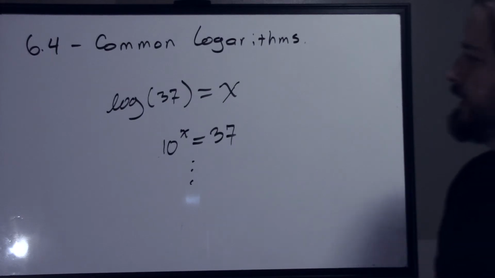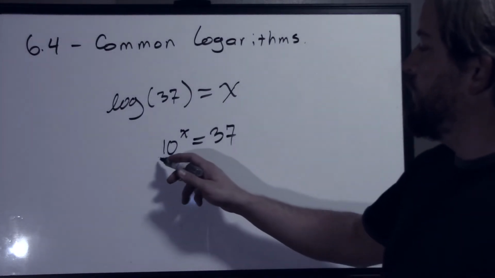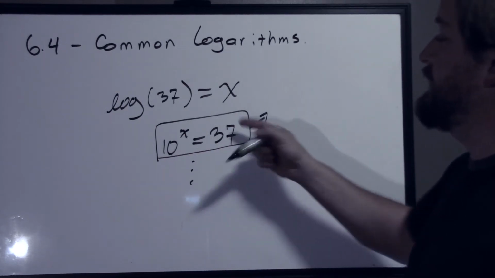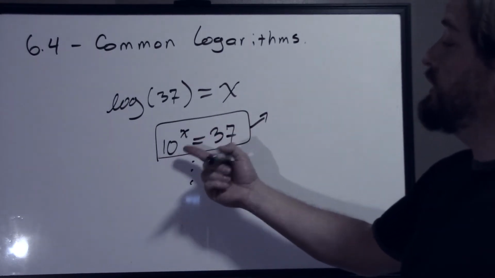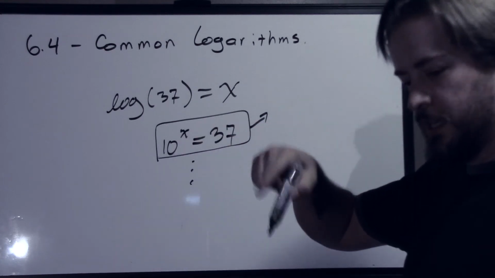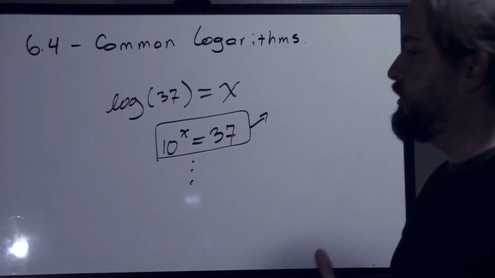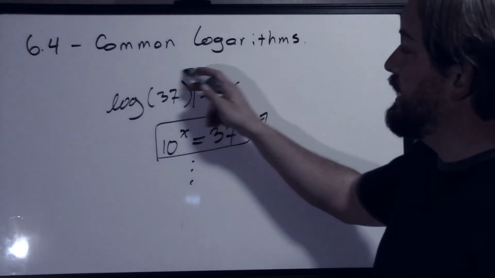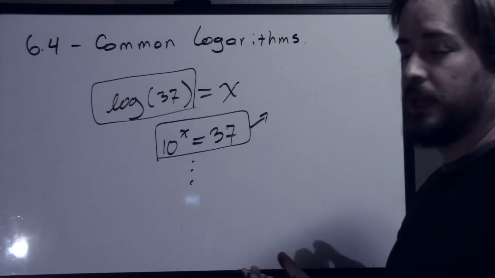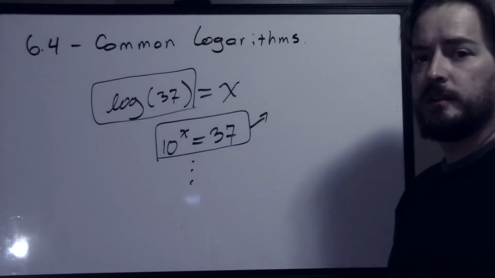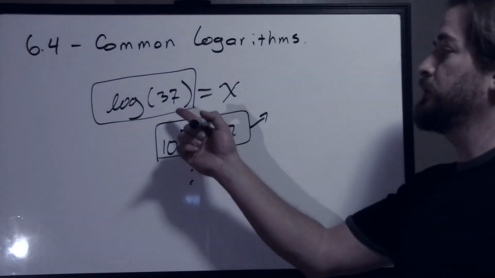Well, why not right now? Rather than rewriting this as an exponential, it's nice that you know how to do this, but it's not particularly helpful because it's hard to take 10 raised to the 1.1 and see how close you are, and we don't want to do that. We can, though, plug in the log of 37 into a calculator.